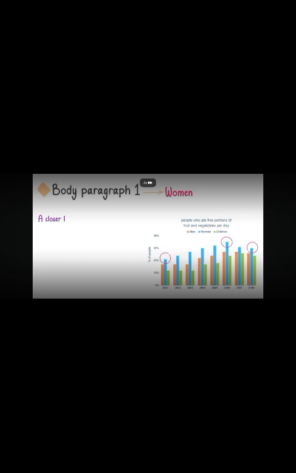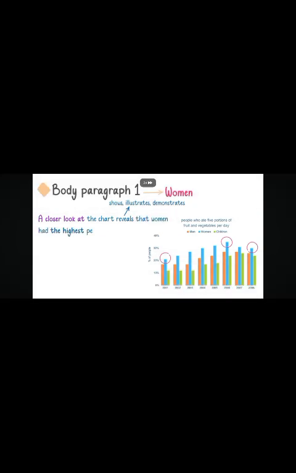A closer look, that's a very good phrase, a closer look at the chart reveals, and instead of reveals, you can write shows, illustrates, demonstrates. A closer look at the chart reveals that women had the highest percentage overall, starting, so this is a very good relative clause here, starting at 21% in 2001 and reaching a high of 35% in 2006, after a steady rise in the previous years. This is very important. You have to cover those years before 2006 in a very simple sentence, right, without providing any data. Right?